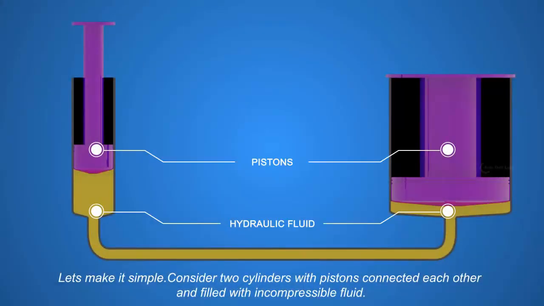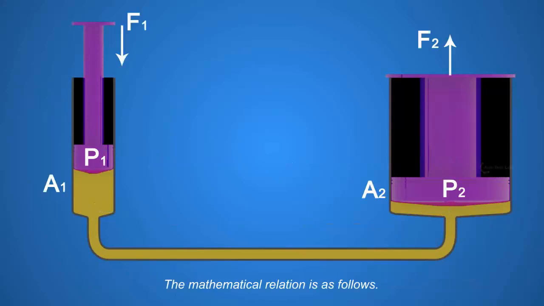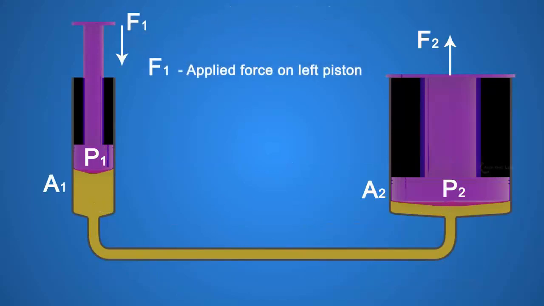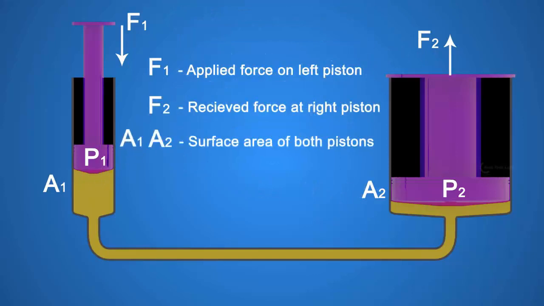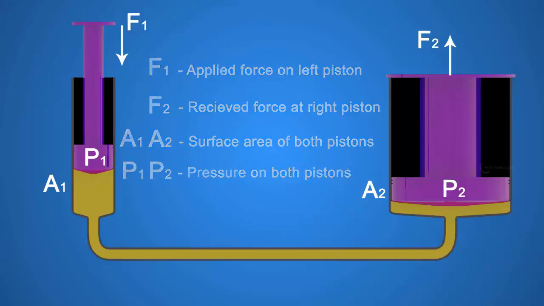Consider two cylinders with pistons, connected to each other and filled with incompressible fluid. The mathematical relation is as follows. F1 is the applied force on the left piston. F2 is the received force at the right piston. A1 and A2 are the surface areas of both pistons. P1 and P2 are the pressures experienced by both pistons.